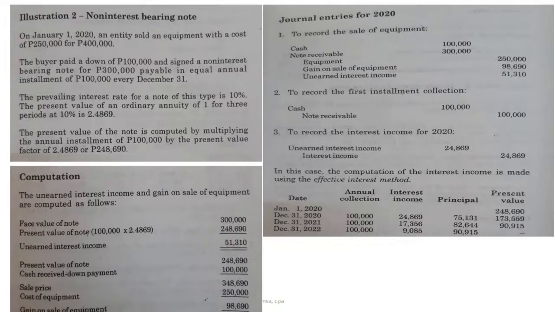Okay? So, therefore, in 2021, you make the entry again: debit cash, 100,000, credit note receivable, 100,000, and then debit unearned interest income, this time 17,356, and credit interest income, 17,356. Okay? So, that's it.